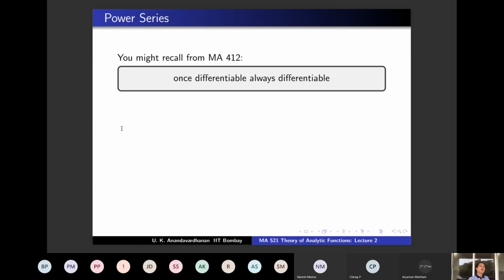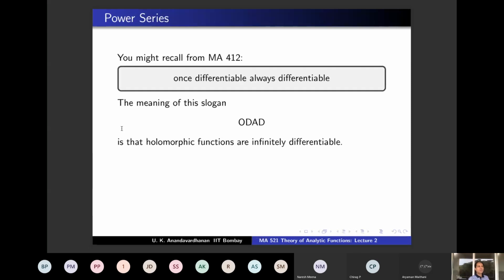Okay. So this thing that you have, what I call ODAD: once differentiable is always differentiable. The meaning is not differentiable at a point, but holomorphic, right? You need differentiable throughout, then it is differentiable throughout. The meaning is that holomorphic functions are infinitely differentiable. This is what I was saying before our break, that we are showing that a power series is infinitely many times differentiable. We showed that the power series is holomorphic, and I said the converse is also true. Holomorphic is representable by power series.